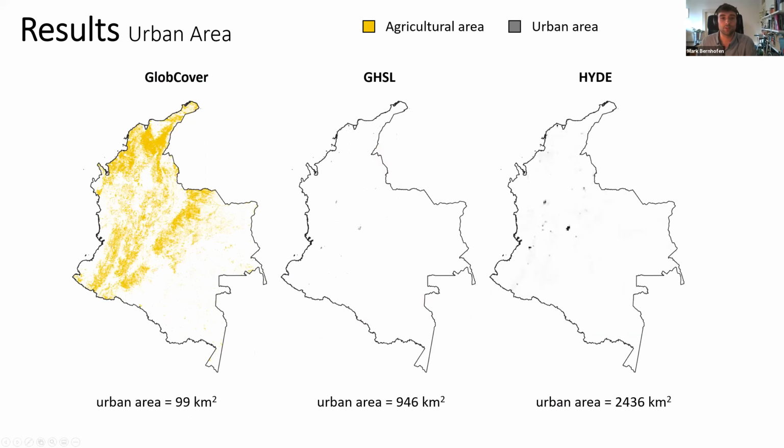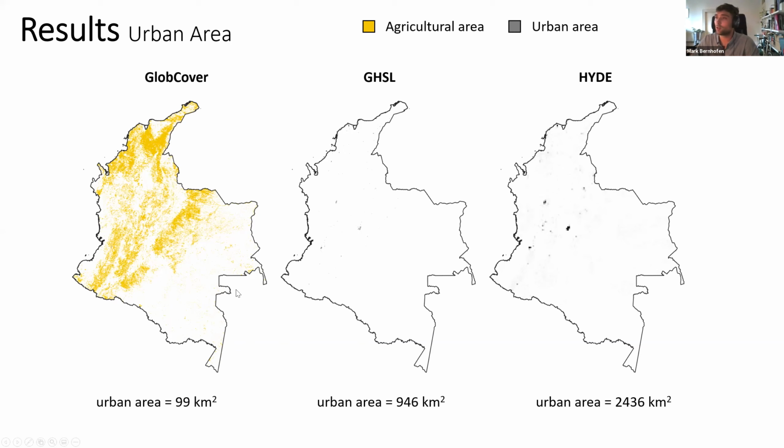So the first uncertainty comes from the land cover map used. So the majority of national damages come from urban damages, although the GlobCover approach does include some agricultural damages. So these are the 3 land cover maps we use in our calculation, and you can see them for Colombia here. And you can see that the urban area defined by the 3 maps is really different. So GlobCover's urban area is 99 kilometers squared, GHSL urban area is 946 kilometers squared, and the HIDE urban area is 2,436 kilometers squared.